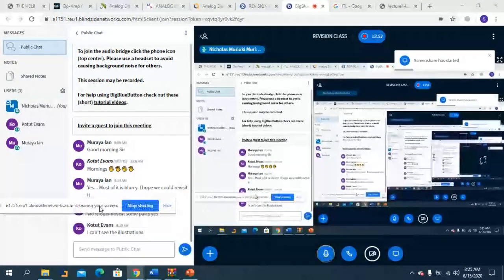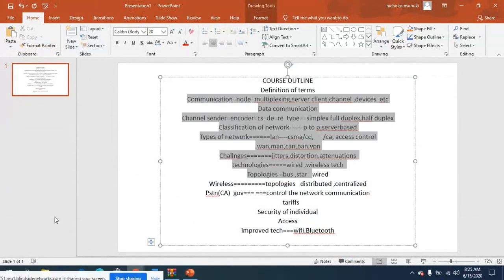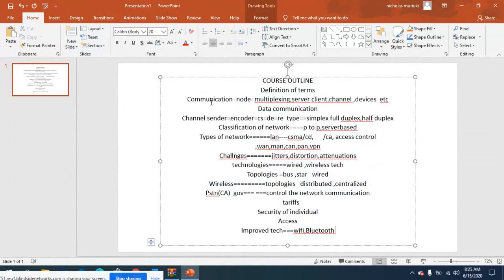I think I can get back to this. That is what we are saying we need to look at. I'm sorry for that, I had not shared. So this is what we are saying. We need to look at the communication, the channels of communications. That is the introduction. We need to look at types of networks that we have, and how we should solve the issues of networks within the communication. Use either carrier sense multiple access with collision detection or collision avoidance, or use access control.